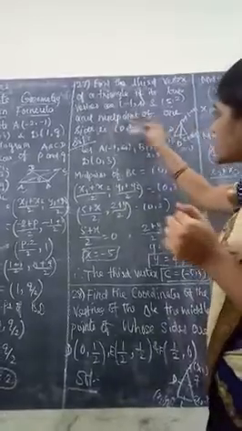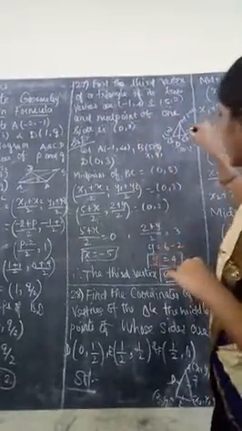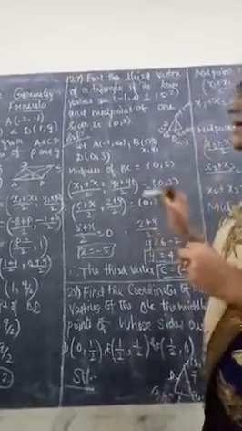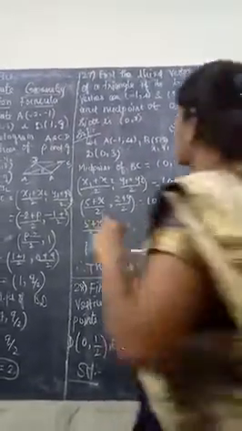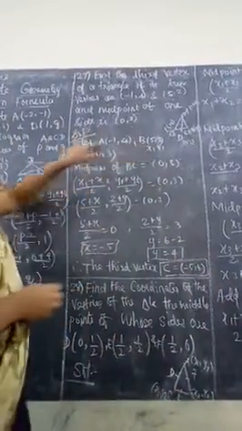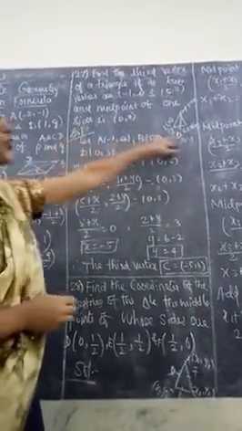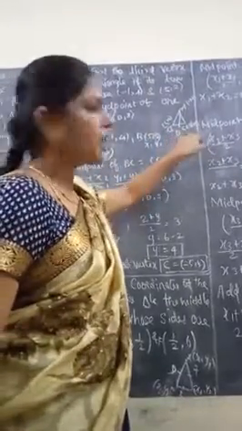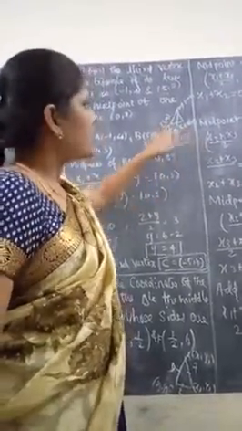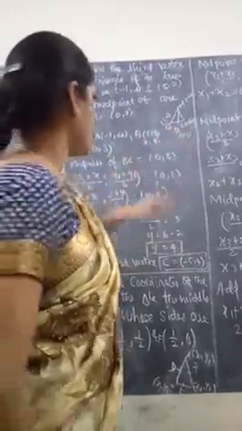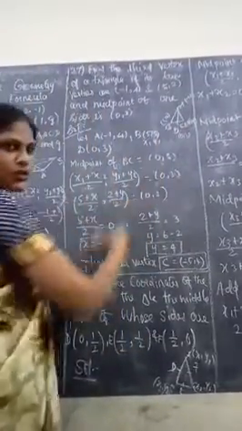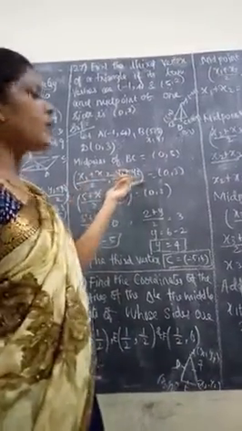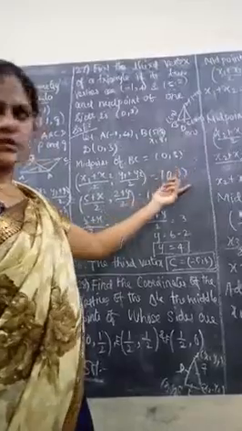Here D is the midpoint, taken through A. What is the midpoint value? 0, 3. Using this we need to find the third vertex. We know D is the midpoint of BC, so the midpoint of BC equals 0, 3. What is the midpoint formula? (x1 plus x2) by 2, (y1 plus y2) by 2 equals 0, 3.